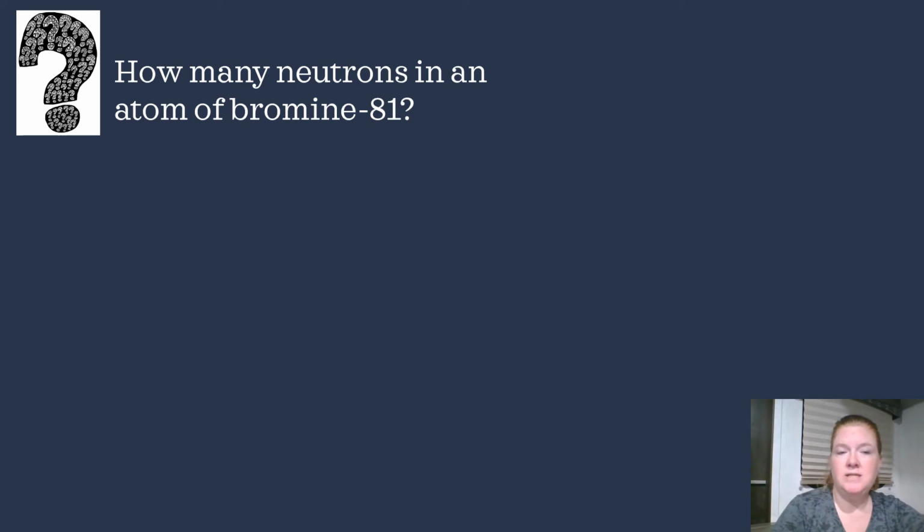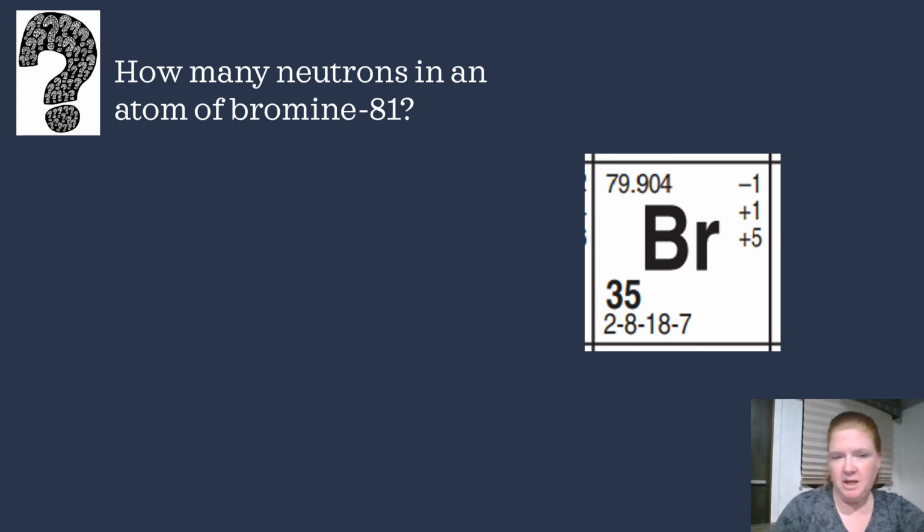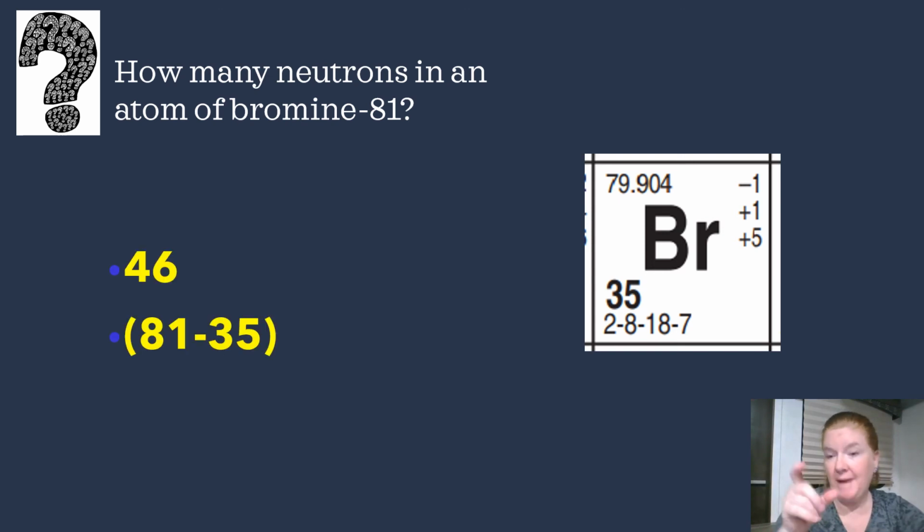How many neutrons in an atom of bromine-81? Well, this time I didn't get a picture drawn for me, so I look up bromine on the periodic table. I see its atomic number is 35. Bromine-81 means 81 is the mass number. It doesn't say bromine-35 because I don't have to tell you that. It came from the periodic table. So I do 81, the mass number, minus 35, the atomic number, and I get 46.